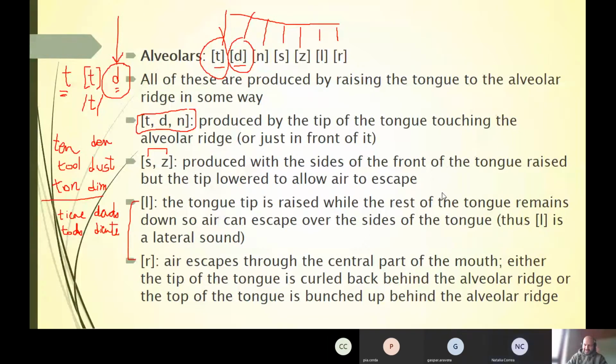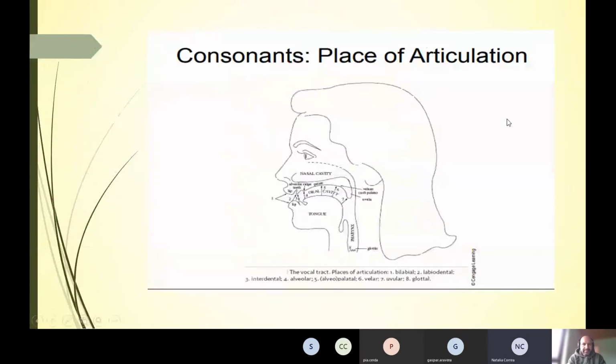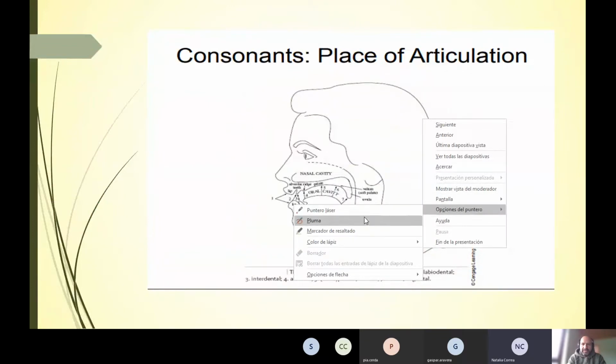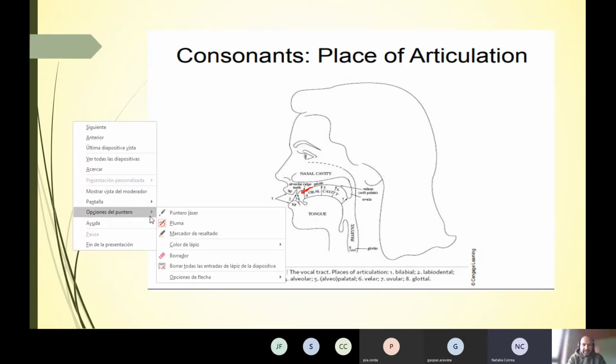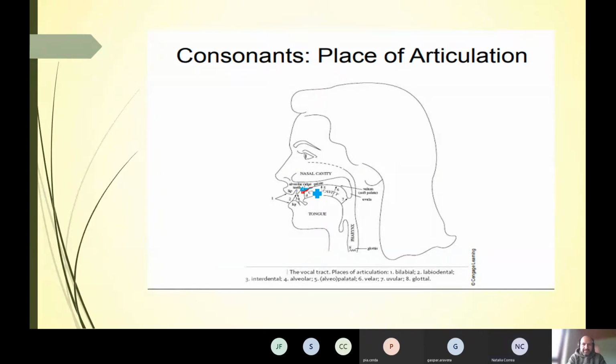Now, if we continue with the alveolar, the alveolar ridge, but notice when we produce the first group T, and the tip of the tongue is raised towards the alveolar ridge. So when we produced T, D, and N, the tip of the tongue is raised towards the alveolar ridge, right? This area. Okay, this area.